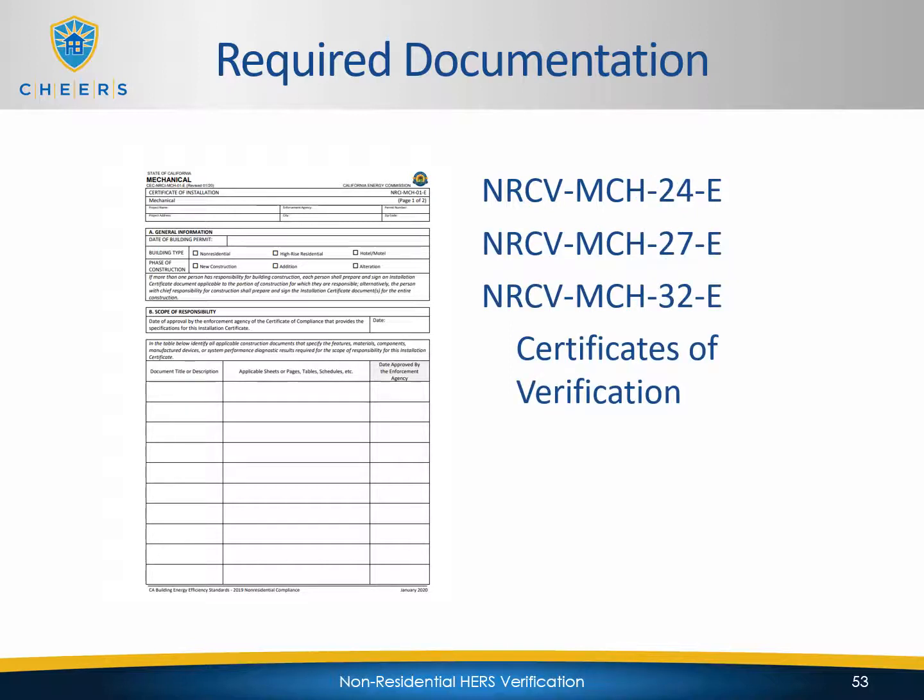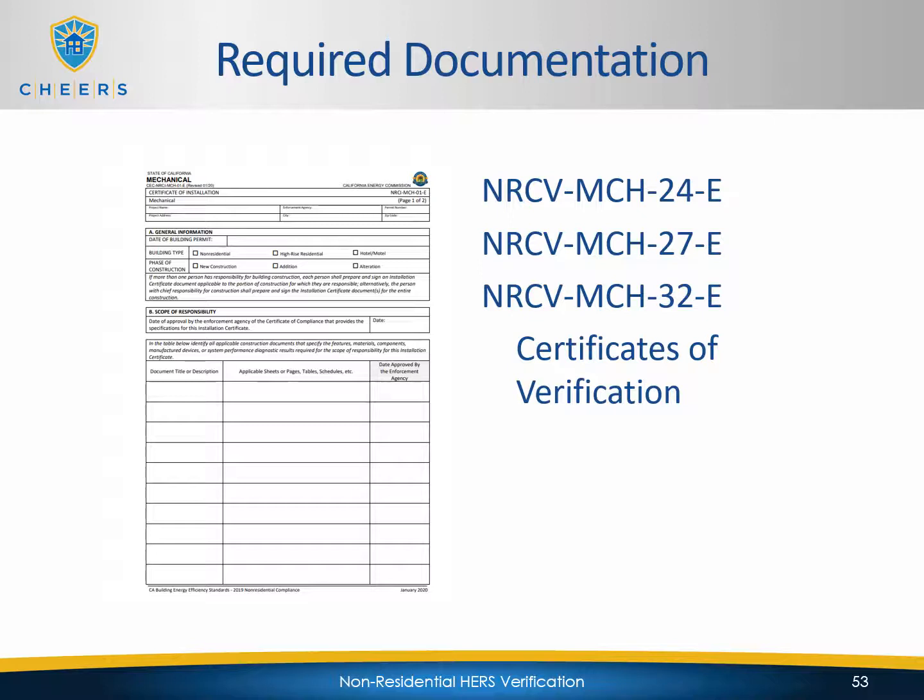And then last, we have 3 NRCV forms. So we have the MEC 24, the MEC 27, and the MEC 32. These are the certificates of verification. These are the documents that are going to be registered. So you're going to get them out of the registry itself.